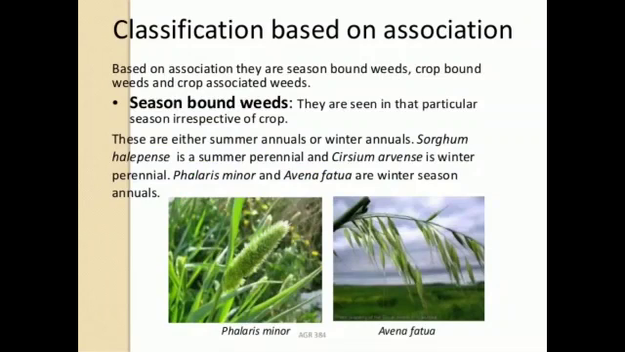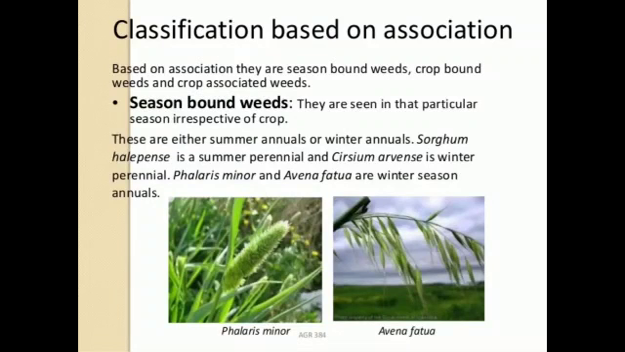Next classification is based on association. Based on association, they are season bound, crop bound, and crop associated weeds. First, season bound weeds. Season bound weeds are seen in a particular season of the crop. These are either summer annuals or winter annuals. For example, Sorghum halepense is a summer perennial and Cirsium arvensis is a winter perennial.